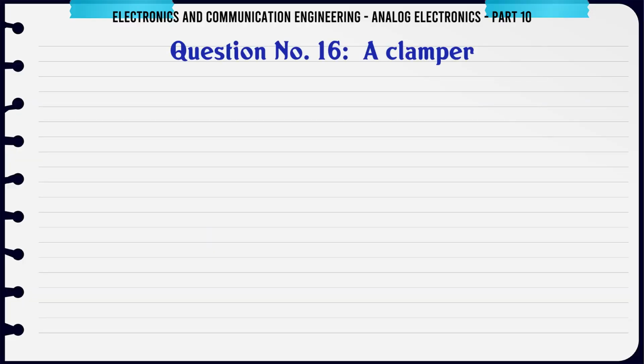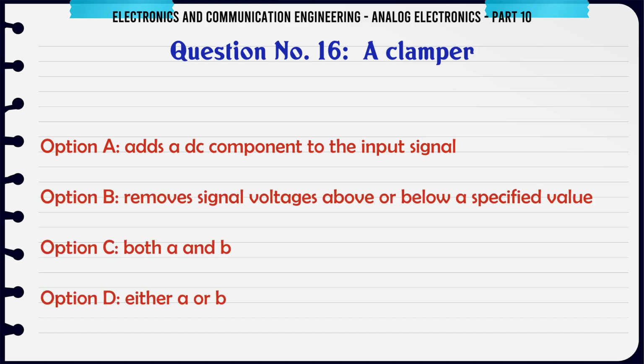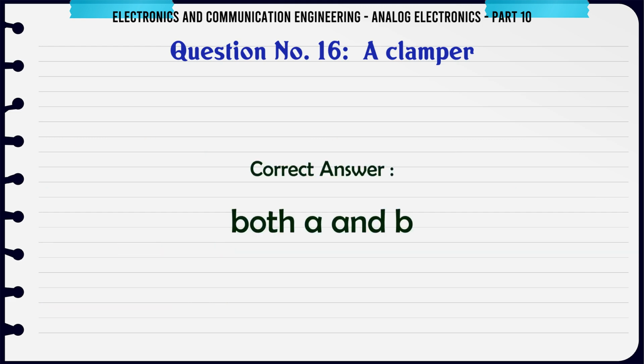A clamper: A. adds a DC component to the input signal, B. removes signal voltages above or below a specified value, C. both A and B, D. either A or B. The correct answer is both A and B.